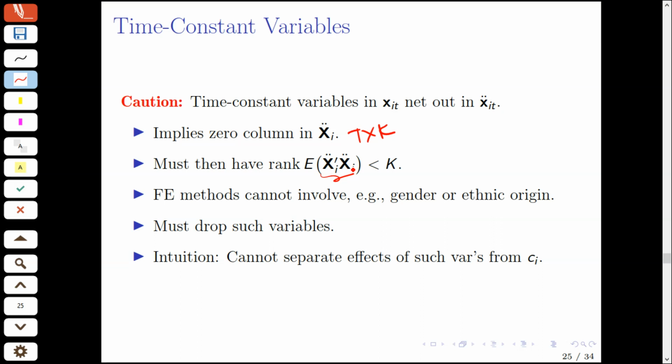Now, the intuition for why we cannot include these types of variables is that we simply cannot separate the effects of time constant variables from the individual specific effect, the c_i, which is also constant over time. Since we cannot separate these effects from each other, there's no hope of estimating them consistently.